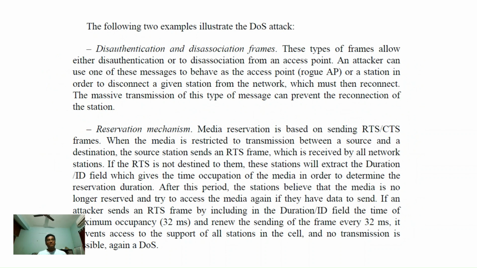The best live examples are the deauthentication and disassociation of frames, and the second one is the reservation mechanism. Speaking about deauthentication, these types of frames allow either deauthentication or disassociation from an access point. Whereas in the reservation mechanism, the media reservation is based on sending frames. If an attacker sends an RTS frame and renews the sending frame every 32 milliseconds, it prevents access for all the stations in the cell. So no transmission is possible.